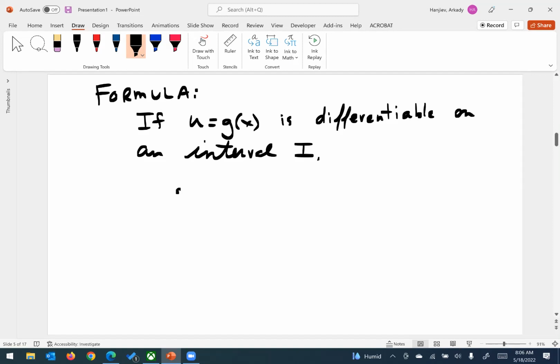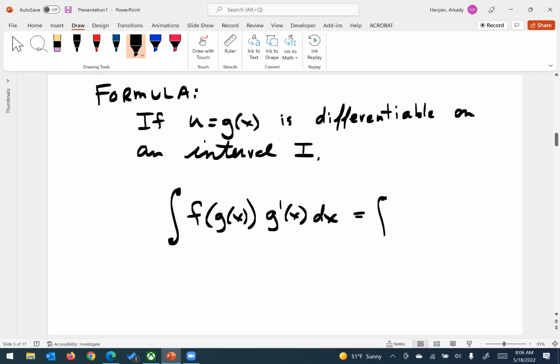So here's our function then. I have the antiderivative of f of g of x. Notice that's the outside function and I have an inside function. We good? And then the derivative of the inside function with respect to the x variable. Then the antiderivative could just be f of u du. So that's why it's called U substitution, because we almost always use u as the variable of substitution.